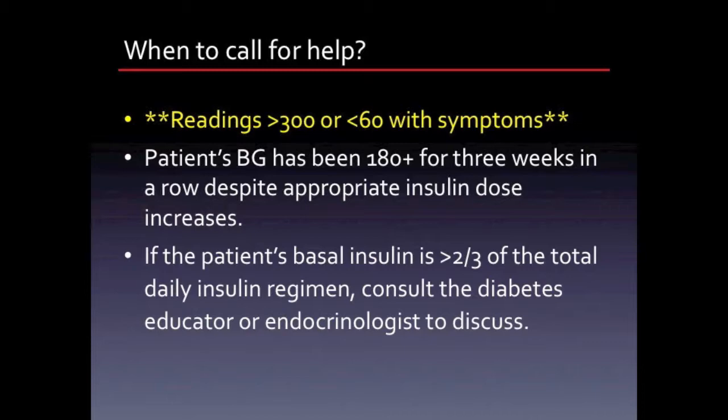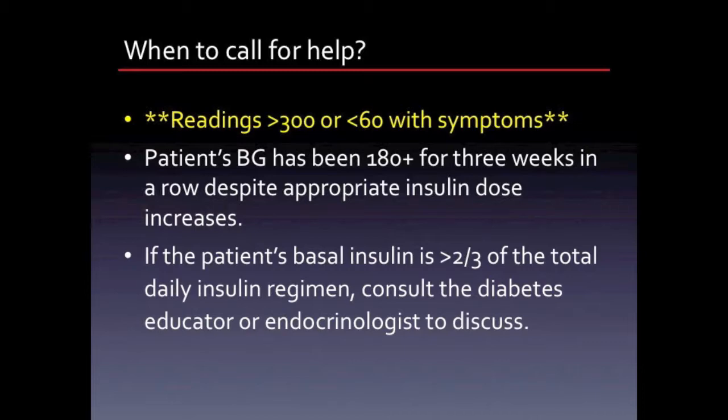Hypoglycemia, or low blood sugar, can actually be even more dangerous than high blood sugar. Patients can become unconscious and even die when their blood sugar is too low. So if your patient has any single reading, so not an average, but any single reading of 60 milligrams per deciliter or less, this is really cause for concern.